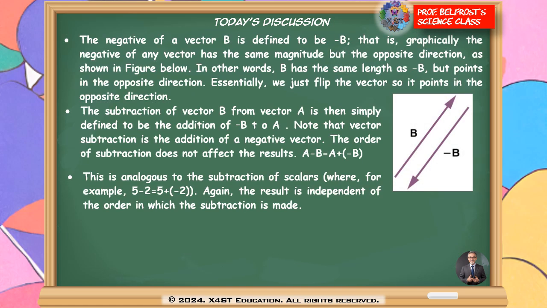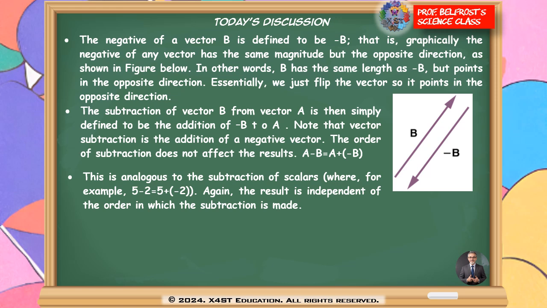The negative vector of b is defined as minus b. Graphically, it is the negative of any vector, which has the same magnitude but the opposite direction, as shown in the figure below. You see it's pointing the opposite way, but the length is the same. In other words, b has the same length as minus b but points in the opposite direction. That's what I told you.